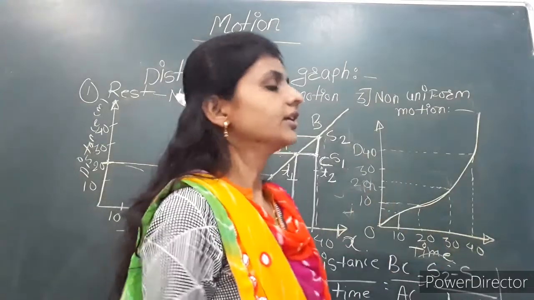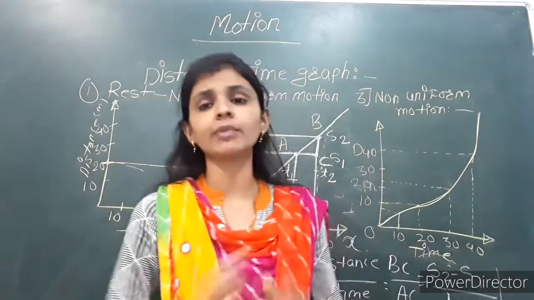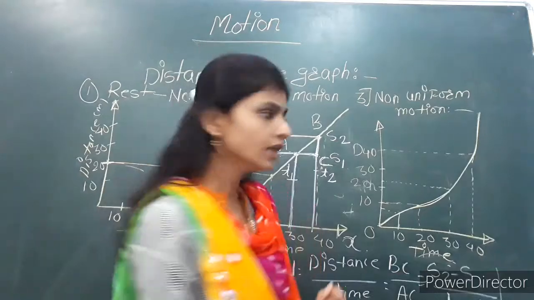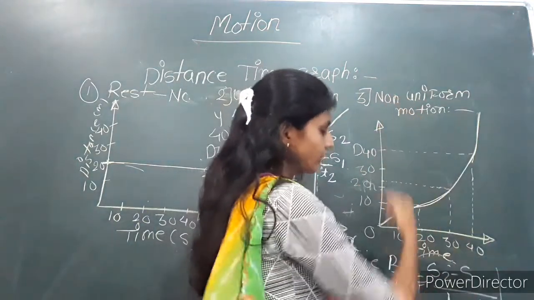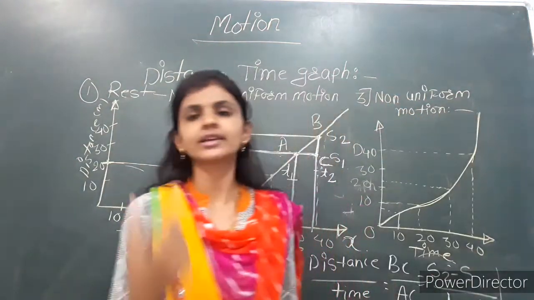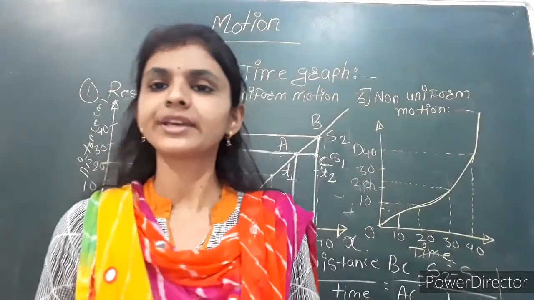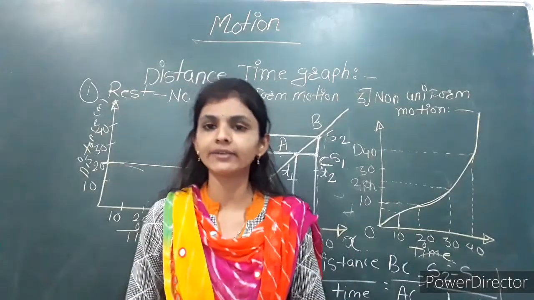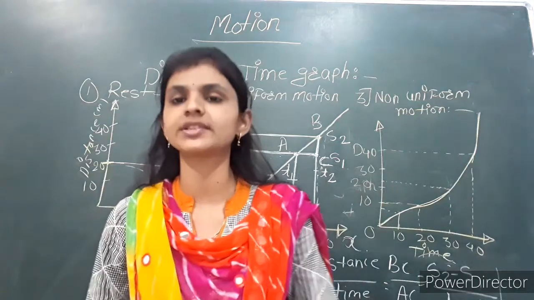And in the third case, distance and time are not proportional with each other. So in non-uniform motion we can get a curve in the graph. So these things are related with the distance time graph and its conditions.